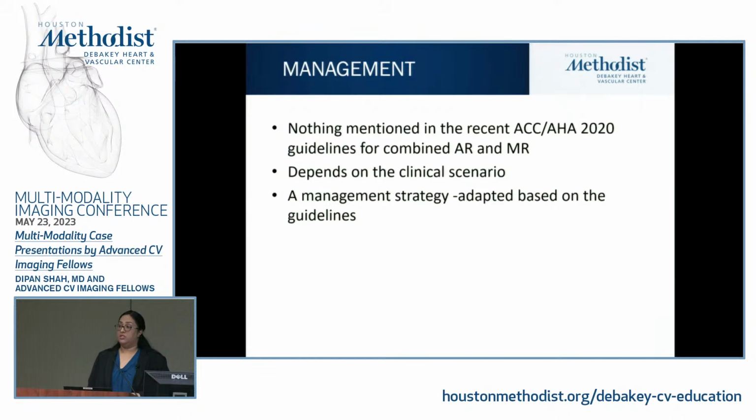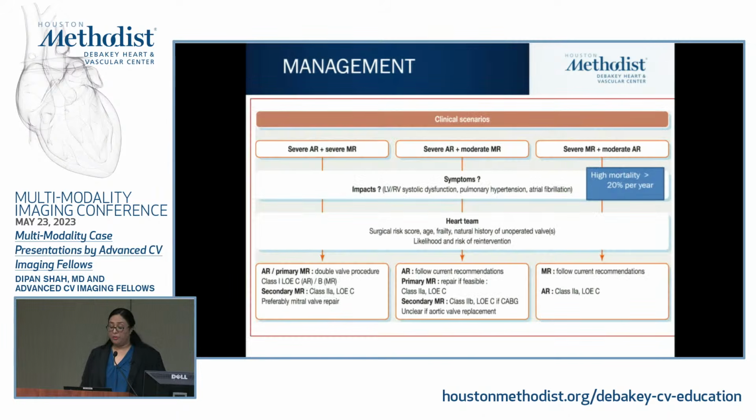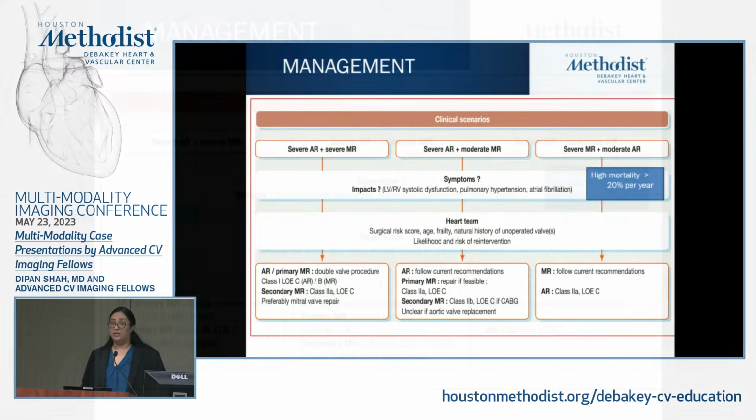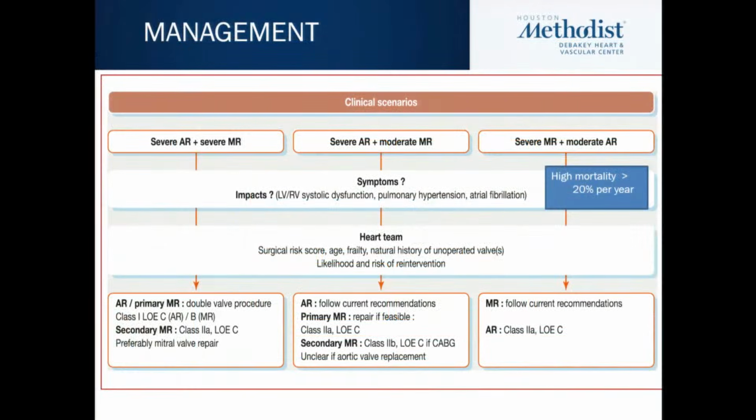How do you manage these patients? There's nothing mentioned in the recent ACC/AHA guidelines on managing combined AR and MR, but depending on the clinical scenario, you can have a management strategy adapted. So for our patient who had severe AR and MR and is symptomatic, once you have symptoms, the mortality is very high. It's more than 20% per year.